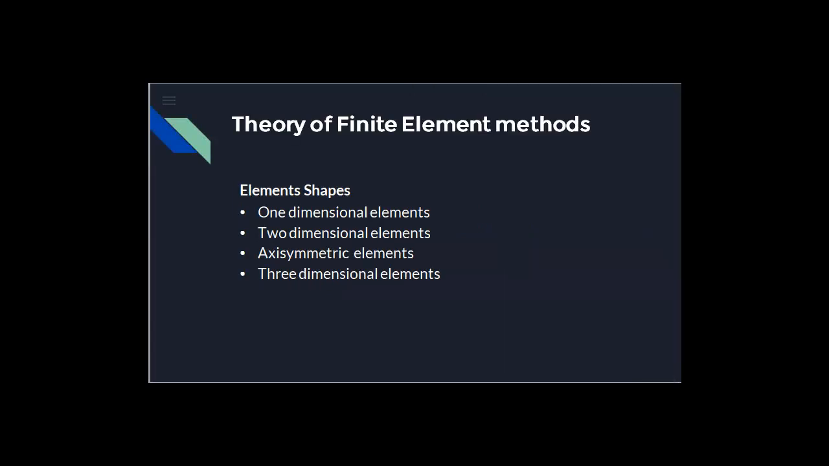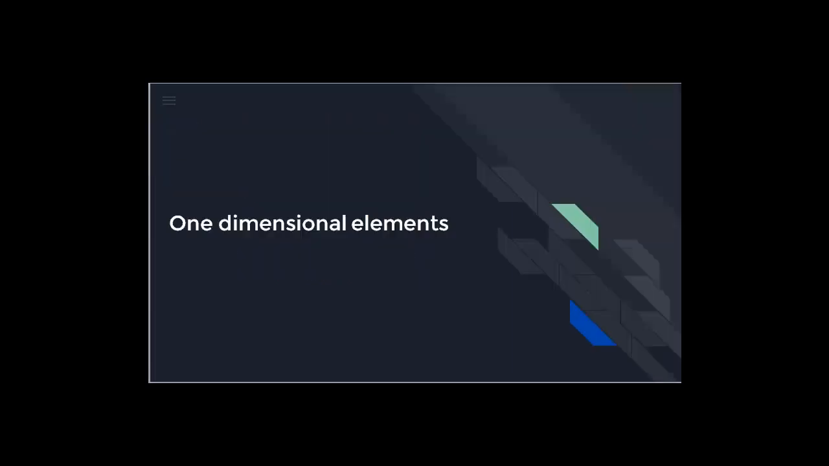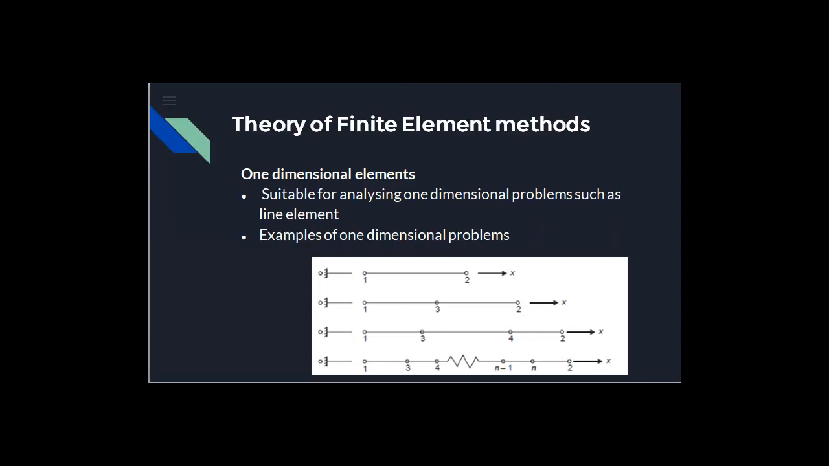The different element shapes available in finite element methods are one-dimensional elements, two-dimensional elements, three-dimensional elements, and axisymmetric elements. One-dimensional elements are used to solve one-dimensional problems. The examples for one-dimensional problems are bar element, string element, and line element. This one-dimensional element will have a minimum of 2 nodes, and it can also be connected by several other nodes, depending upon the nature of the one-dimensional element that is being used for solving one-dimensional problems.